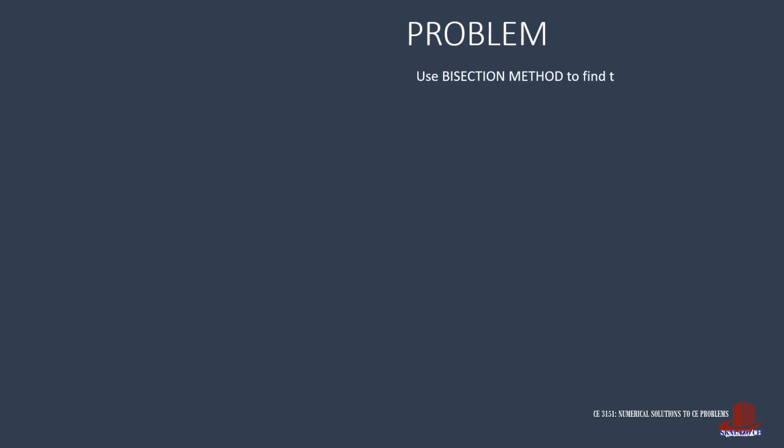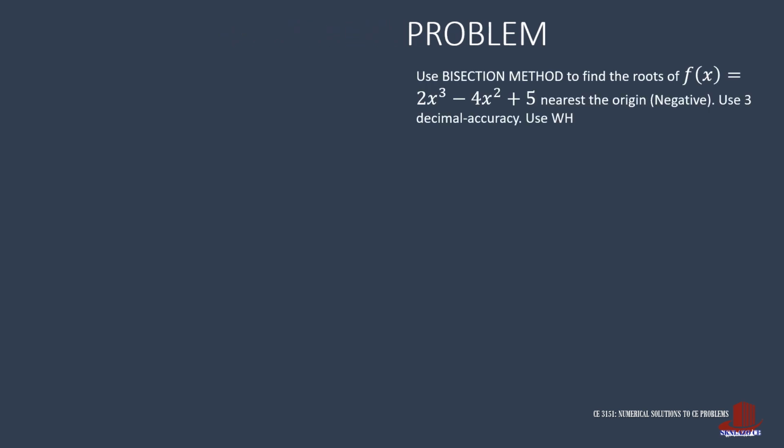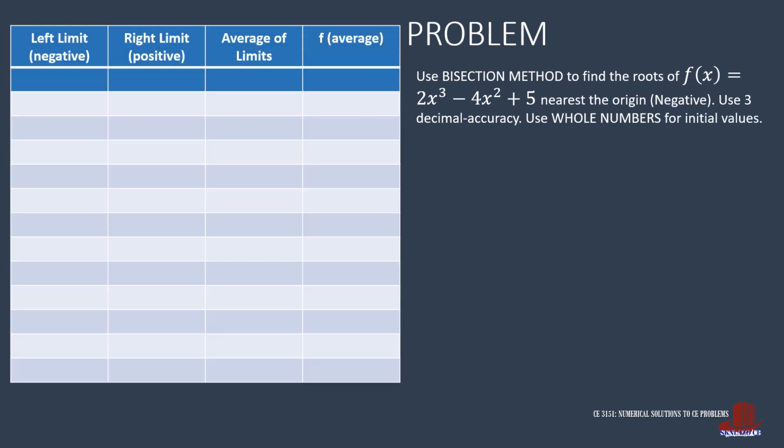It would be quite tedious to keep on illustrating the small intervals in each iteration. So instead of illustrating, we use table form. In the table, there are columns for the left limit, which in this case is the negative y limit, the right limit, which is positive, the midpoint or the average of the limits, and the function or the y value at the midpoint.